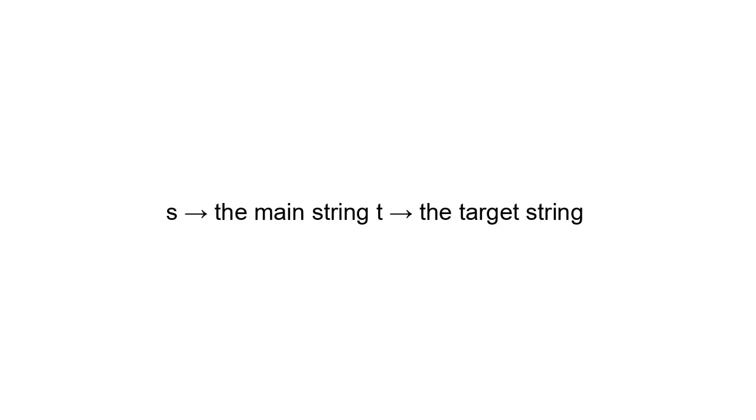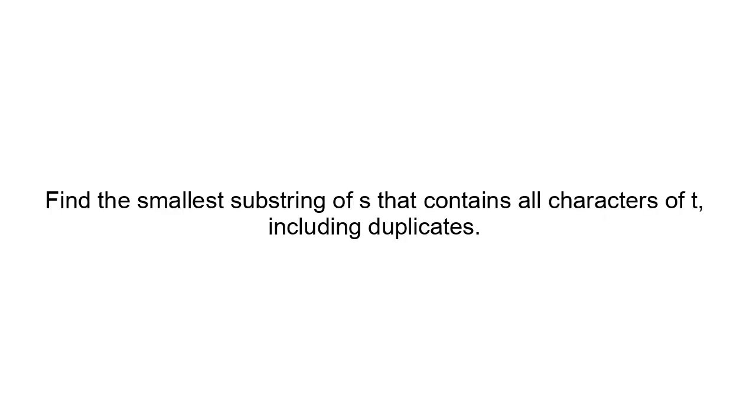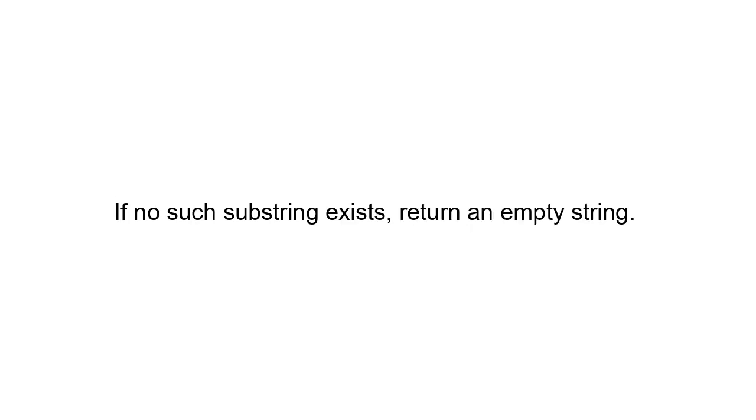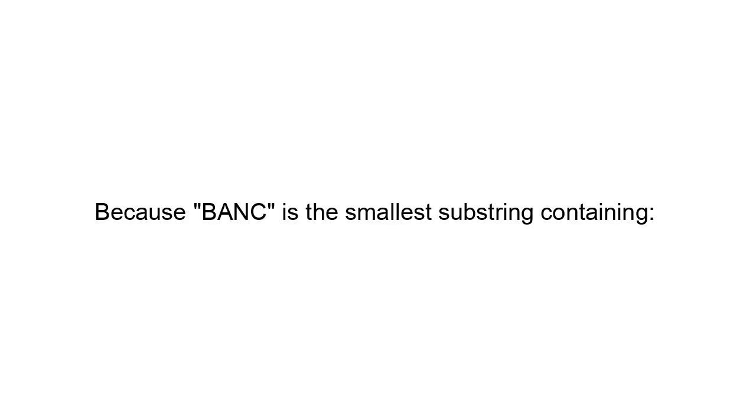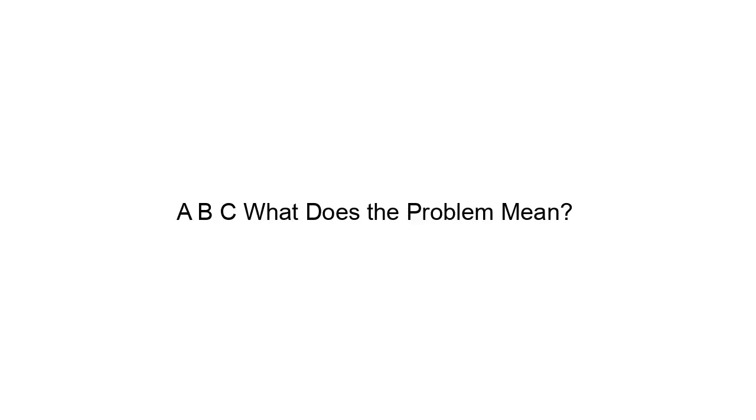Problem statement. Given two strings, S means the main string, T means the target string. Find the smallest substring of S that contains all characters of T, including duplicates. If no such substring exists, return an empty string. Example, S equals ADOBECODEBANC, T equals ABC. Output, BANC, because BANC is the smallest substring containing A, B, C.